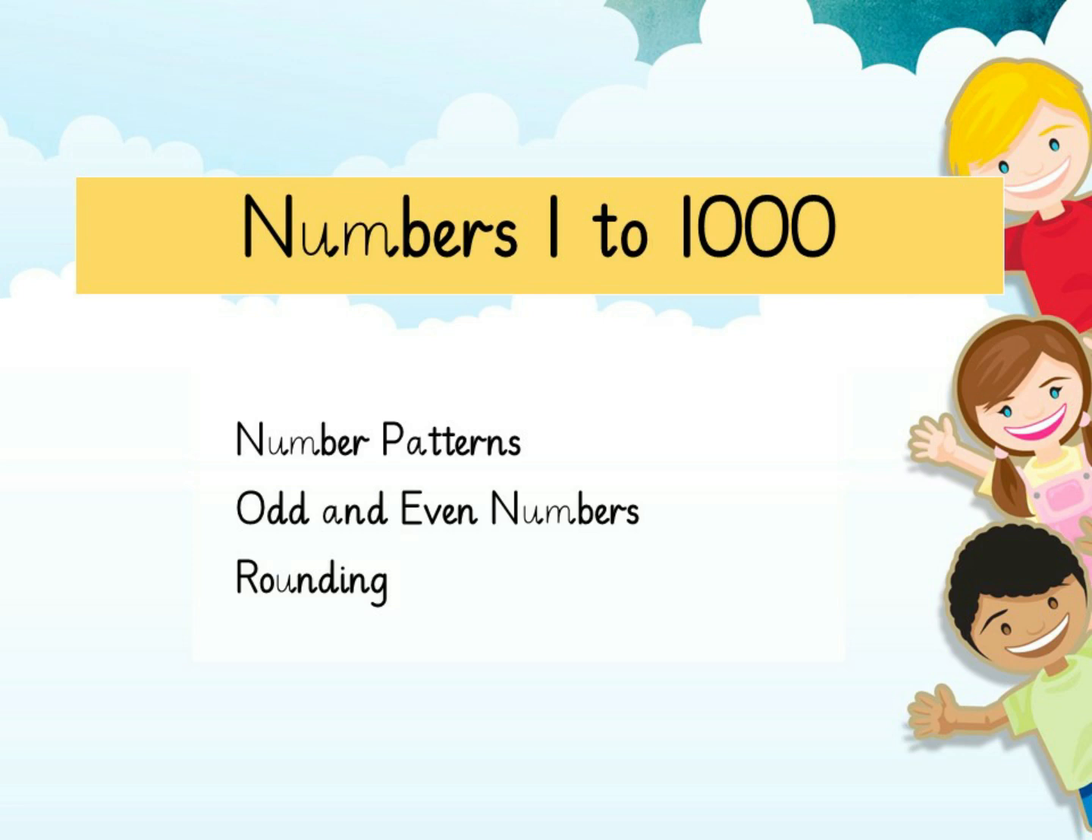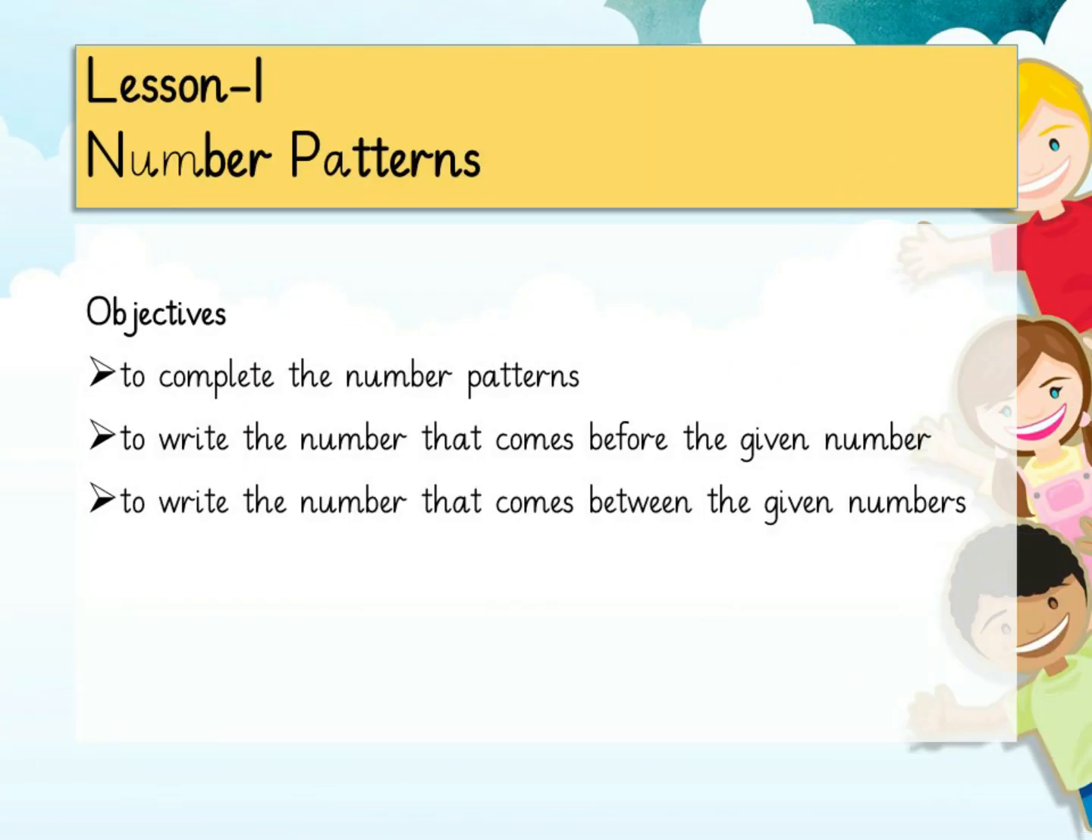Numbers 1 to 1000. Children, as you know, that is the first chapter of our mathematics textbook. And within this week, we will be doing 3 topics from this chapter. Number patterns, odd and even numbers, rounding. This is the first lesson and the topic for this lesson is number patterns.